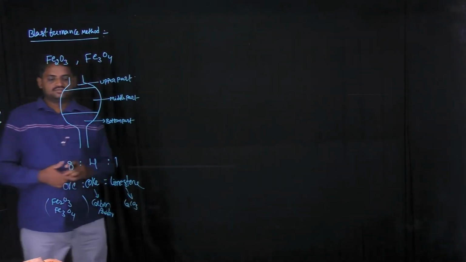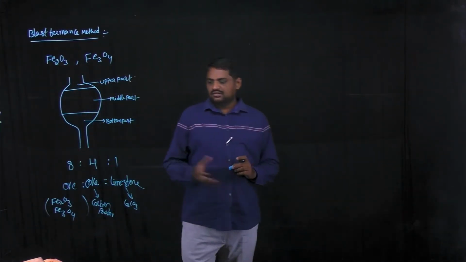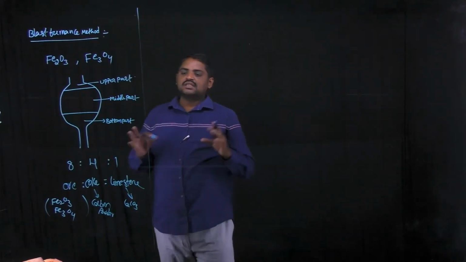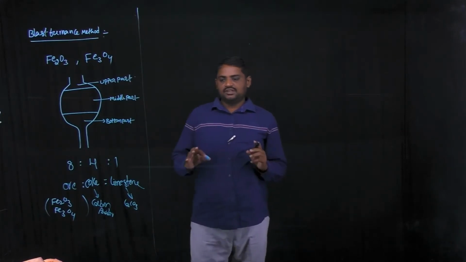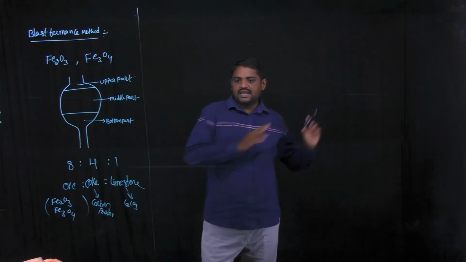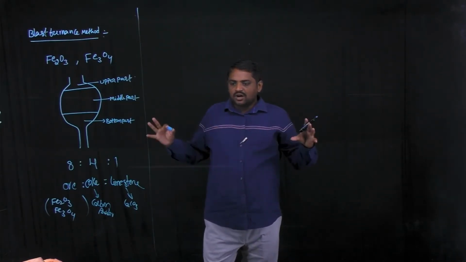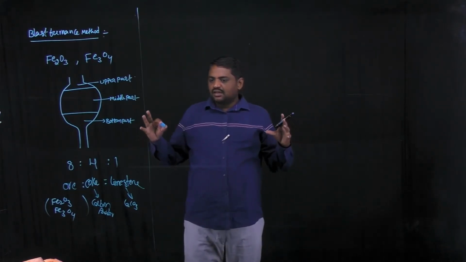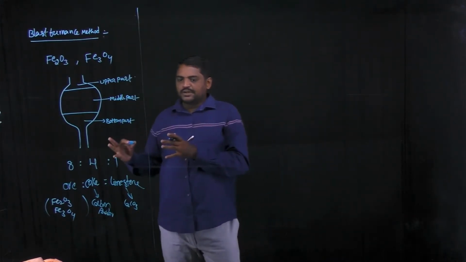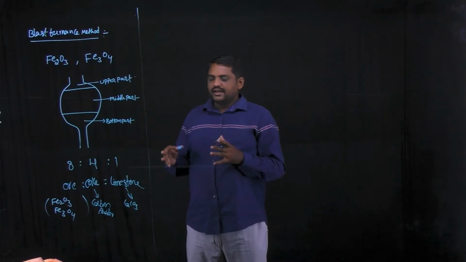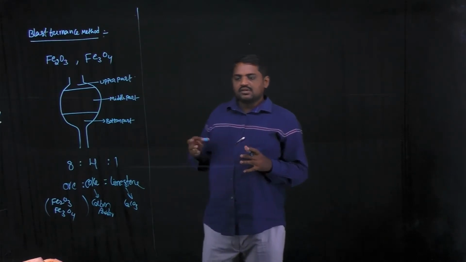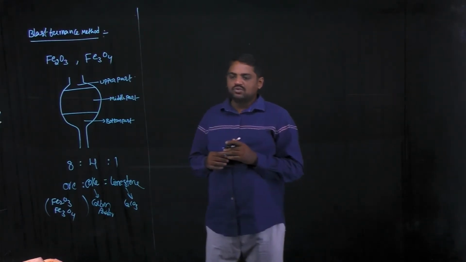This mixture is taken at the bottom side of the crucible. The mixture contains three components: the first is ore, the second is coke, and the third is limestone. These components are taken in the ratio 8:4:1. 8 moles of ore particles are taken, then 4 moles of carbon powder are added, and 1 mole of limestone is added. The mixture is taken at the bottom side of the crucible.